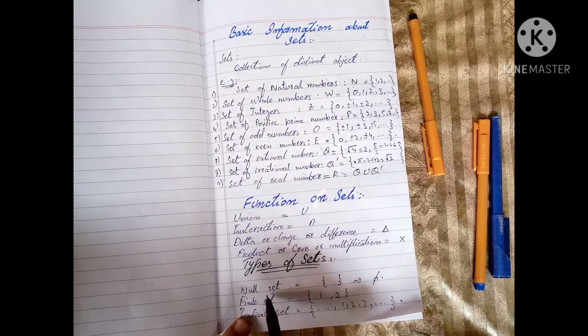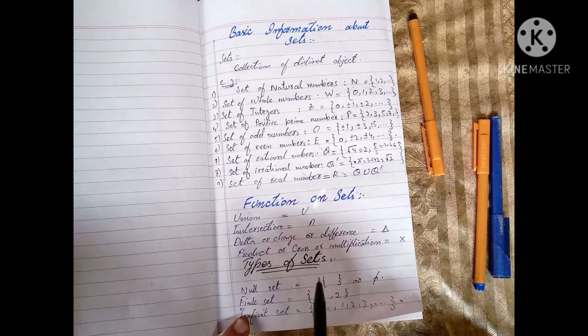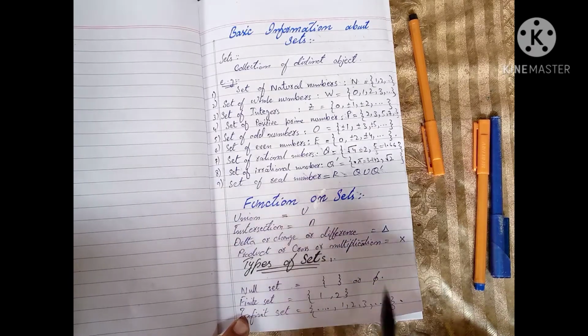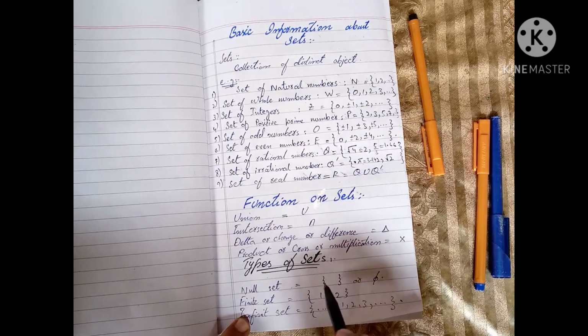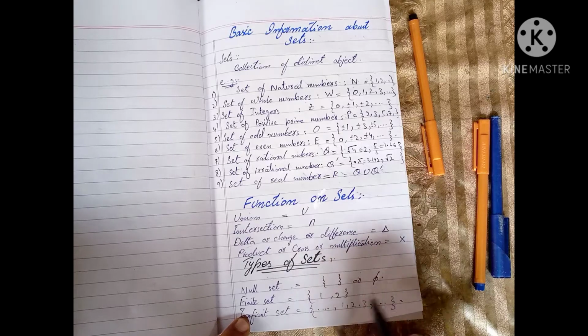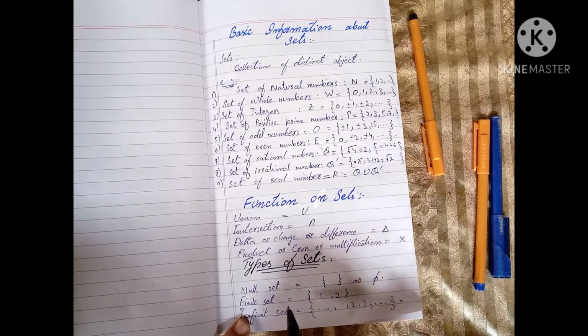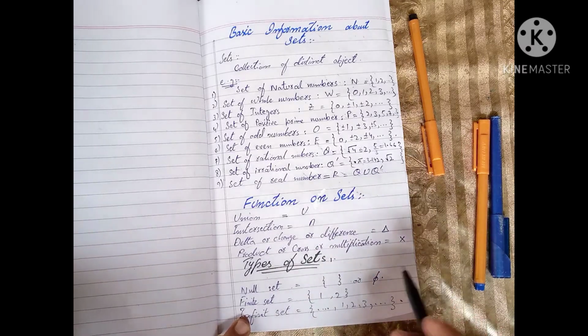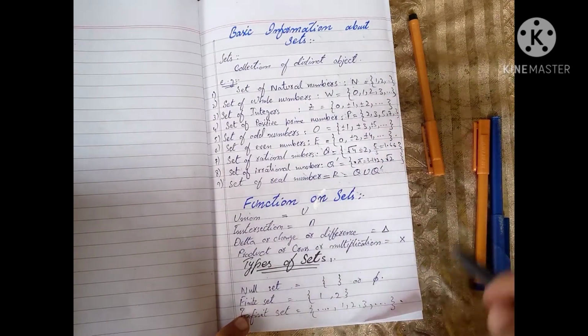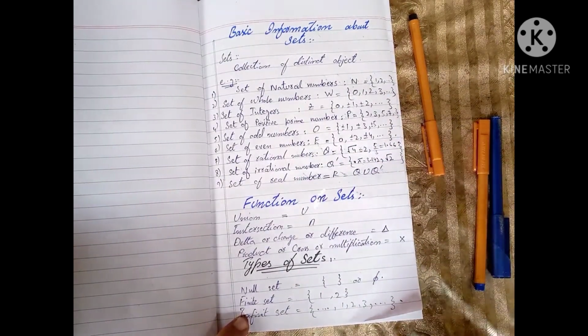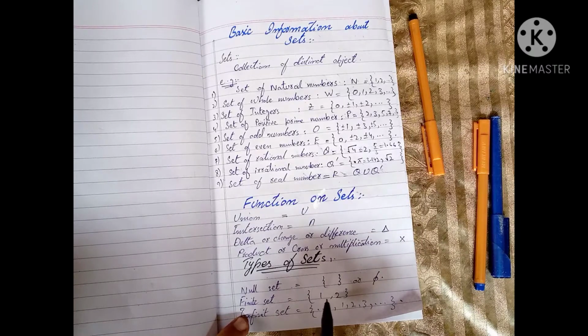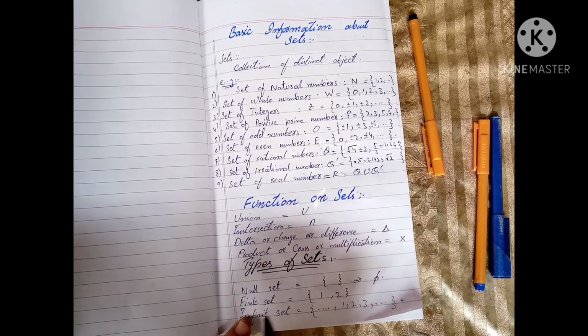The first type of set is the null set. A null set is a set in which there is no element present. It is denoted by a simple empty bracket or the sign phi. The second type of set is the finite set. A finite set includes only numbers whose starting point and ending point are known, just like a given set, 1, 2. The starting point is known and the ending point is also known.